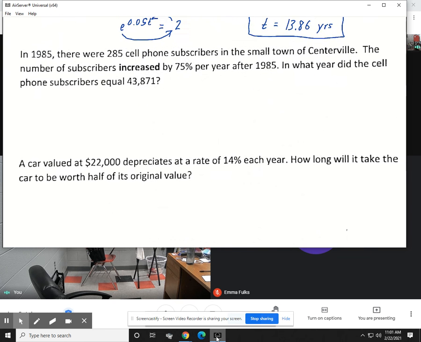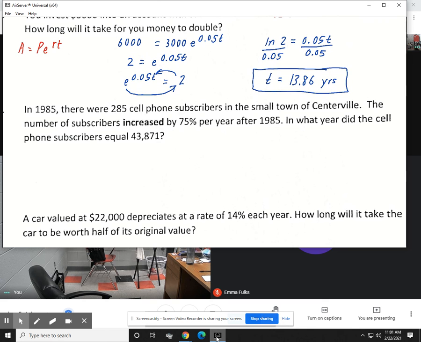In 1985, there were 285 cell phone subscribers in the small town of Centerville. The number of subscribers increased by 75% per year after 1985. In what year did the cell phone subscribers equal 43,871?